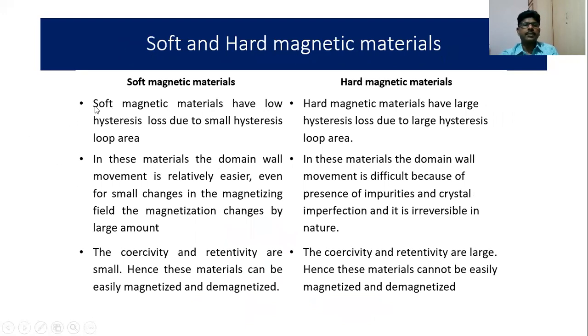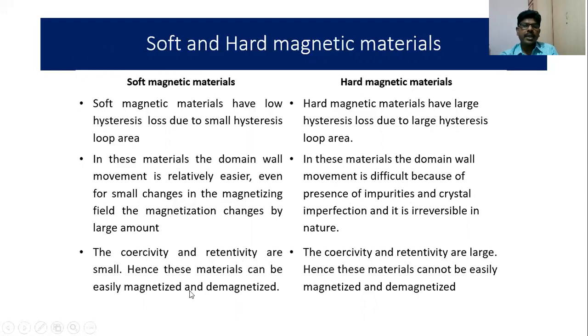What are soft magnetic materials? Soft magnetic materials have low hysteresis loss due to small hysteresis loop area, whereas hard magnetic materials have large hysteresis loss due to large hysteresis loop area. In soft material, the domain wall movement is relatively easier. Even for small changes in the magnetizing field, the magnetization changes by a large amount. In hard materials, the domain wall movement is difficult because of the presence of impurities and crystal imperfections, and it is irreversible in nature.